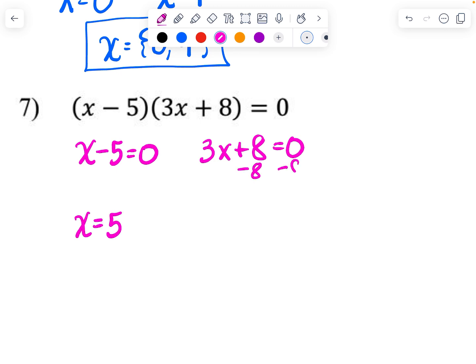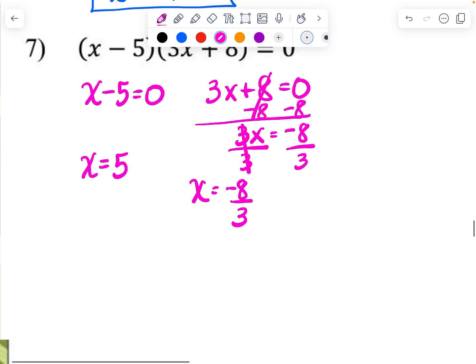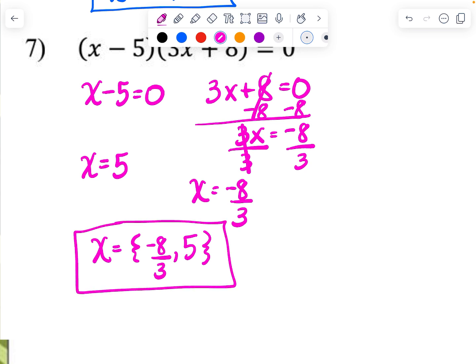And I don't shortcut when I don't have a 1 in front of my x. I don't shortcut this because I tend to make silly mistakes. I would suggest that you don't shortcut it either, because if you miss a negative, if you say negative 3/8 instead of negative 8/3, it is wrong. So I have my 2 solutions. I'm going to put those in a solution set. Starts with negative 8/3. Goes to 5, or doesn't go to 5, but includes 5, and that's my final solution. 2 solutions.